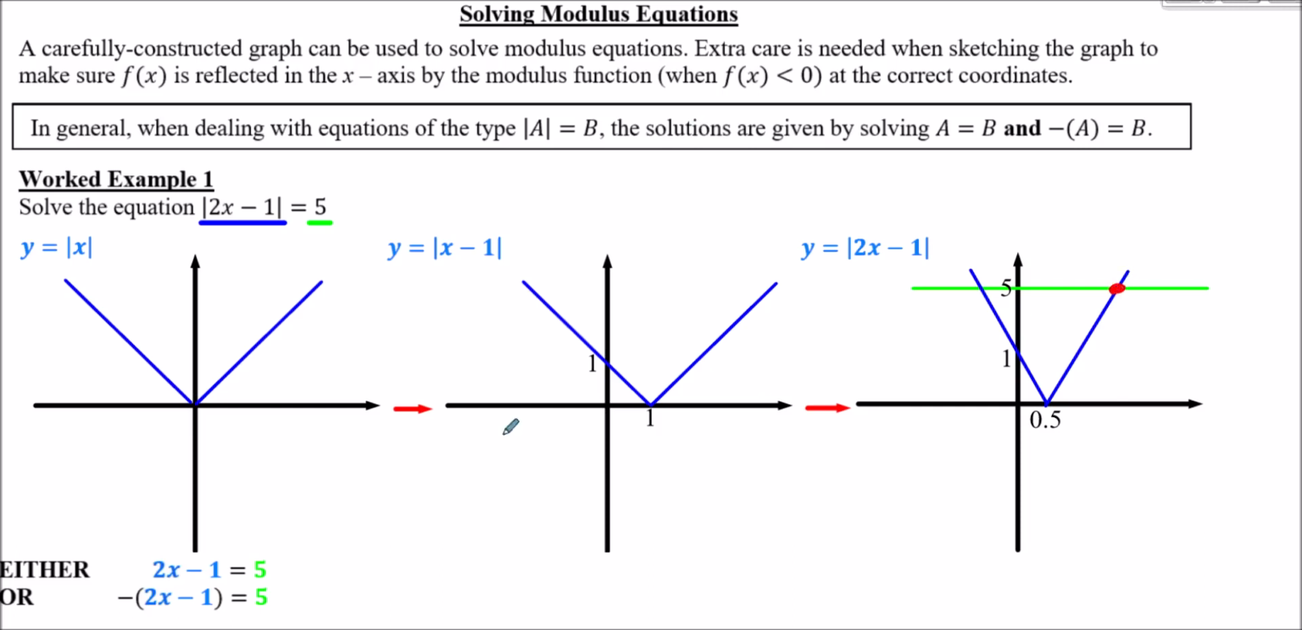So let's do this one first. So add 1 to both sides. We get 2x is 6. So therefore x equals 3.